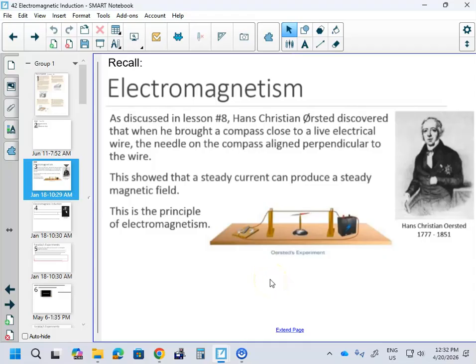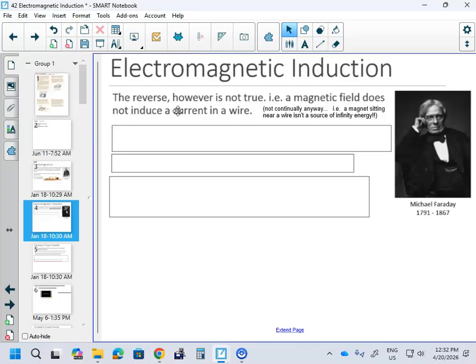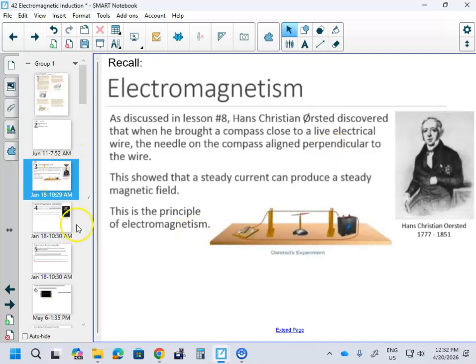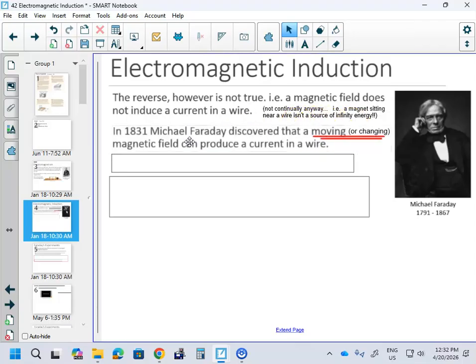Electromagnetism. We know about this, right? We have current carrying conductors. We know that they get a magnetic field and so on. And so the idea was about there being reversibility in science, right? If current makes a magnetic field, can a magnetic field just make a current? It doesn't automatically just happen. It doesn't happen continually anyways. Like a magnet sitting near a wire isn't continually producing electrical energy. That would be against the law of conservation of energy. It just isn't the case.